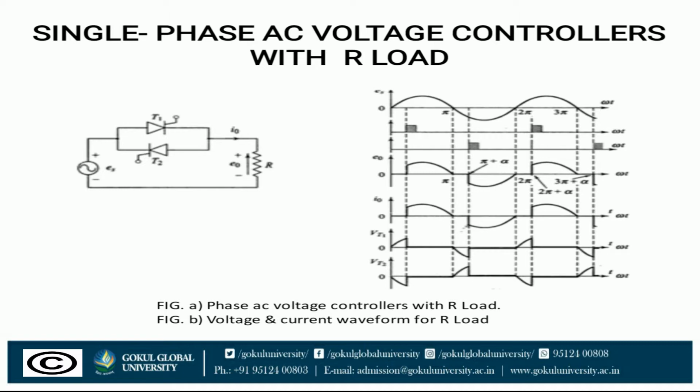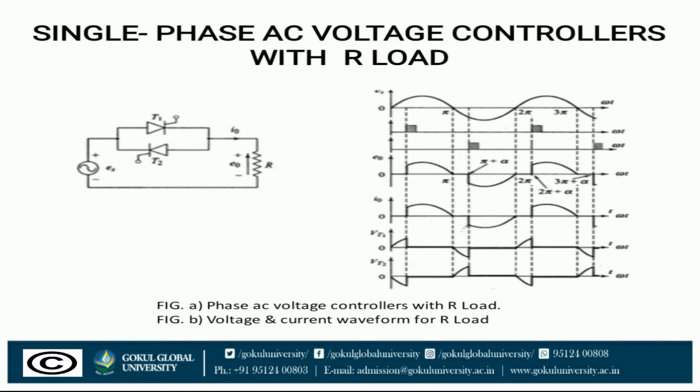You can observe it in the waveform. Again it will become 0 at 2 pi. Again T1 will conduct at 2 pi plus some angle alpha, and so on. So the output voltage is as you can see, and due to the presence of resistive load only, we can say that the output current waveform will also be identical to the waveform of output voltage.